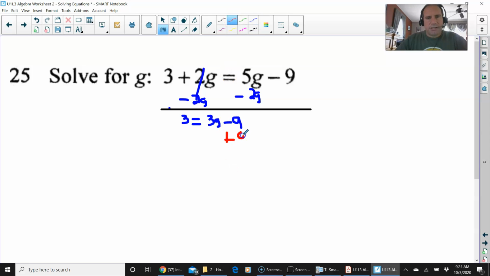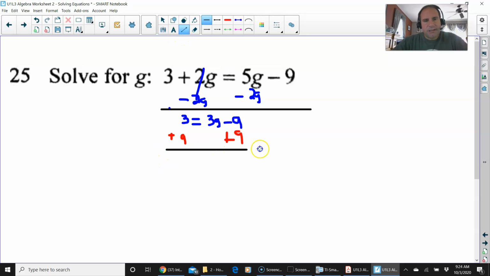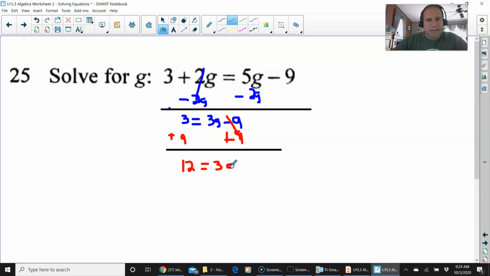We have to get that 3g alone, and that's plus 9. Writing my 9s, and my 9s looked like a g, so I just fixed it. So this is 9, negative 9 and positive 9 cancel out. This right here, 3 plus 9 is 12, and that all equals 3g. All right. So we divide by 3 on both sides, and you get your answer of g equals 4. And that's it.